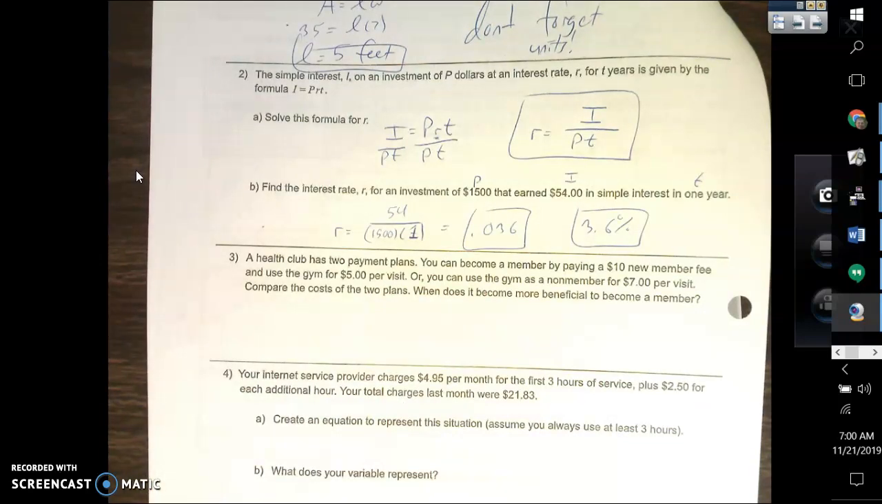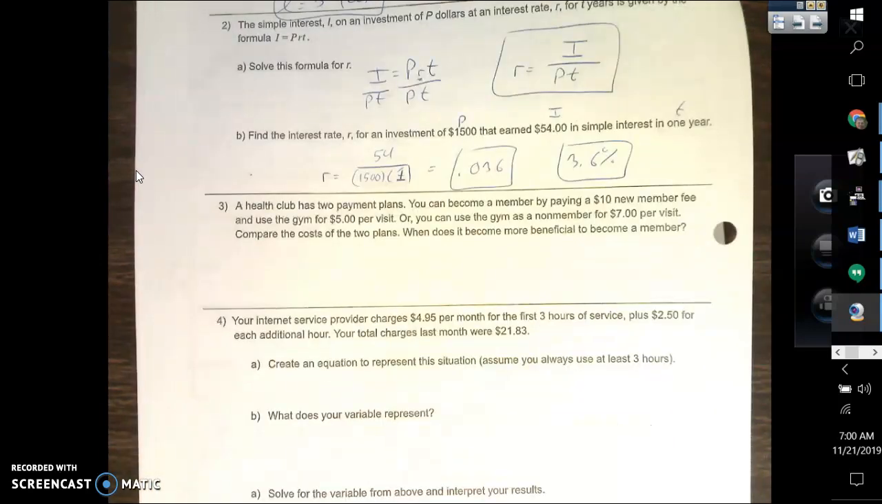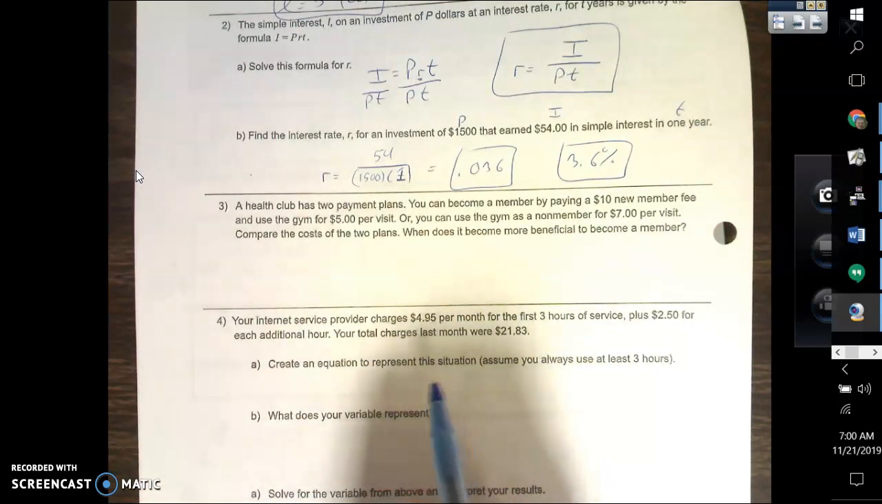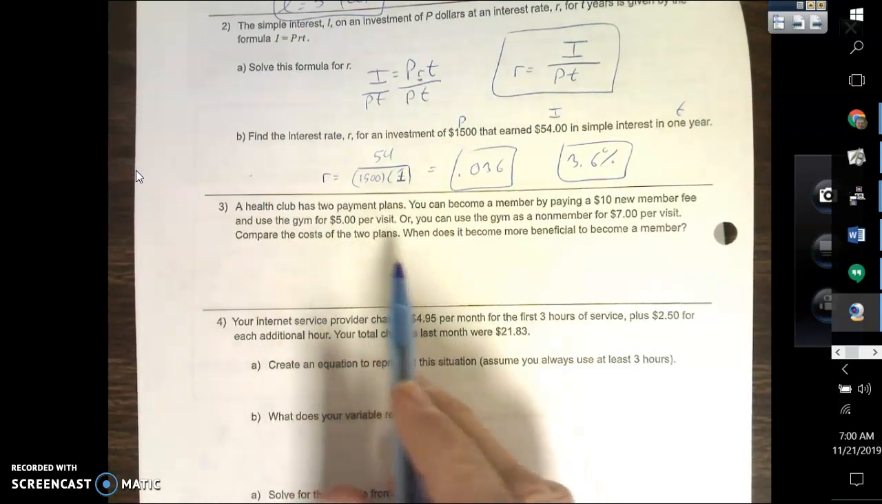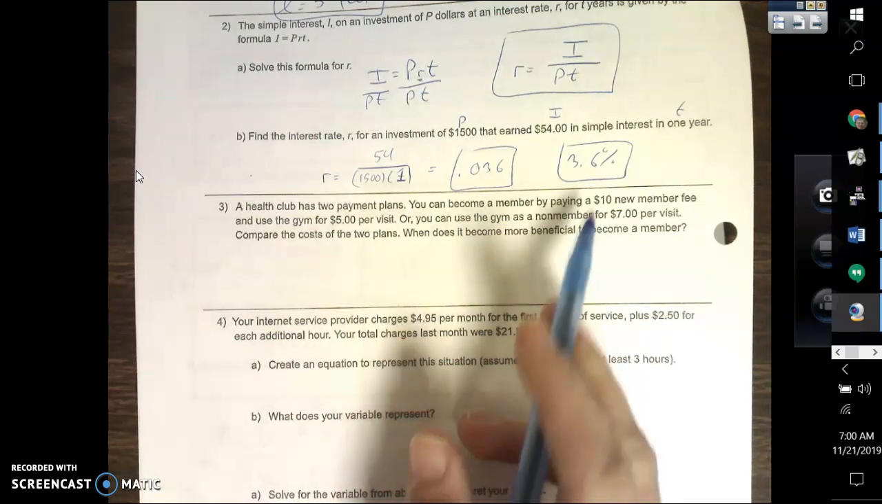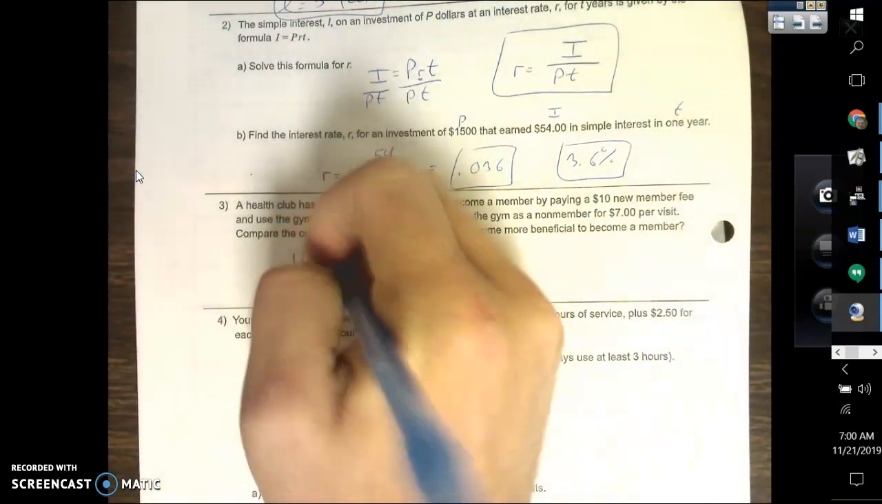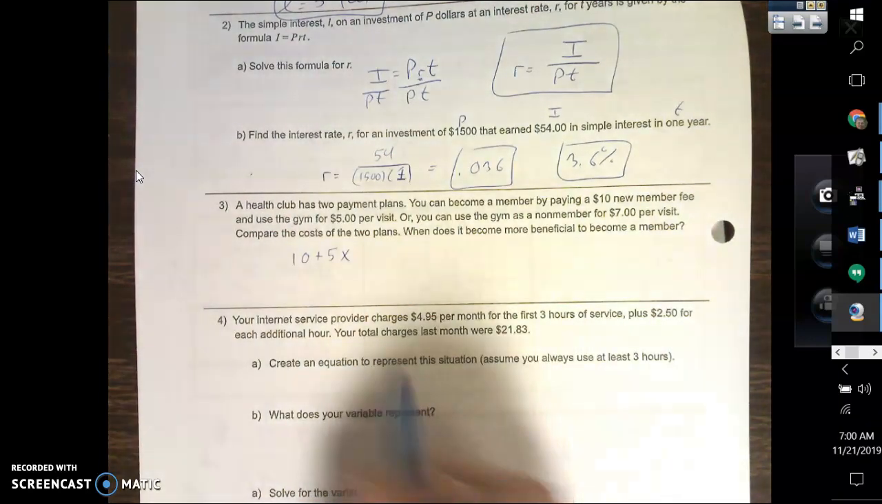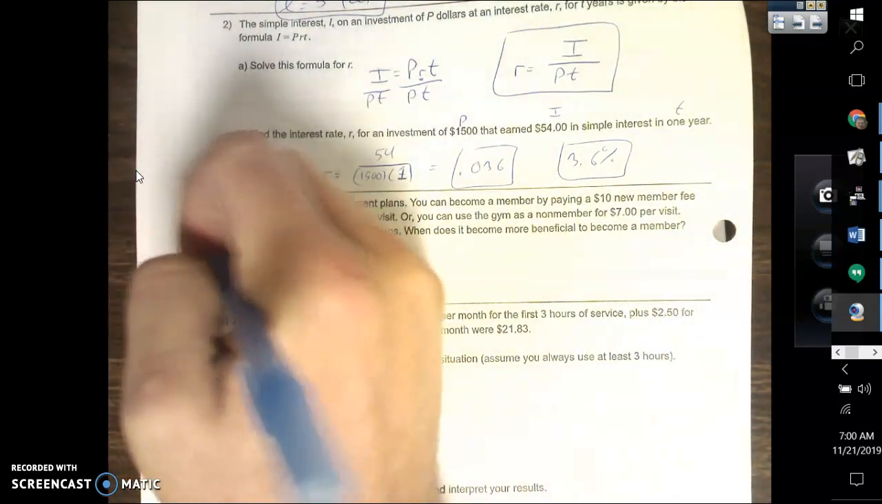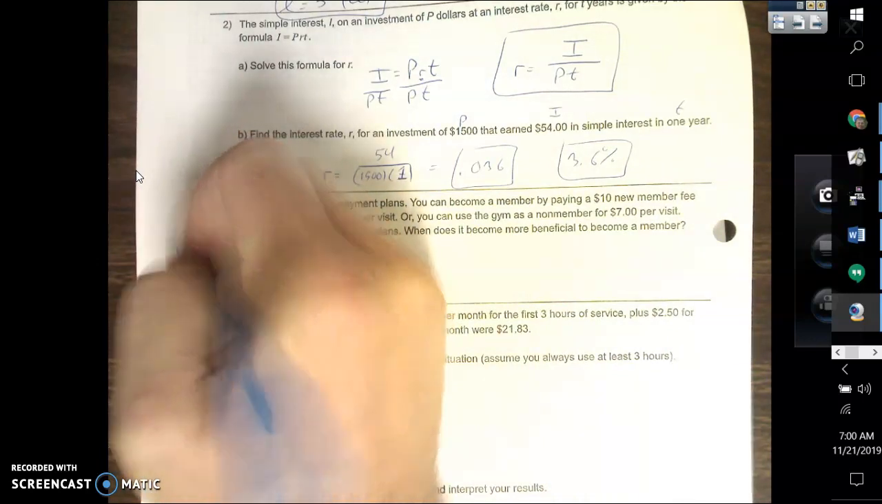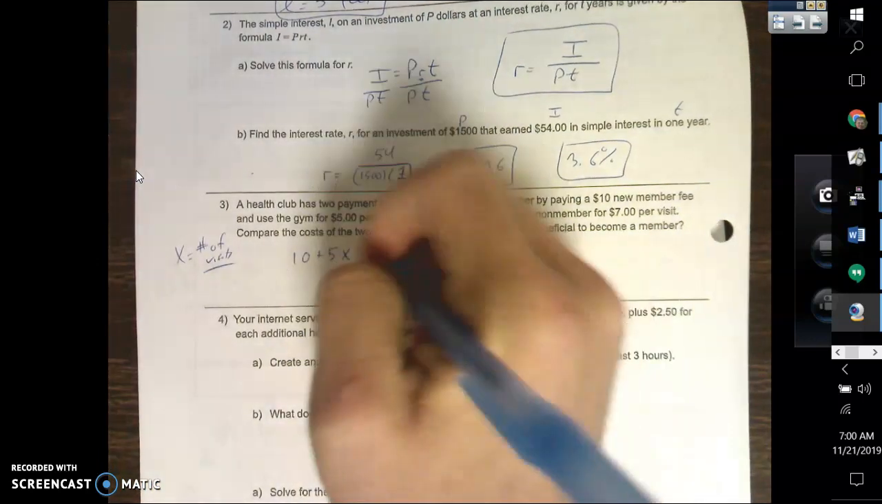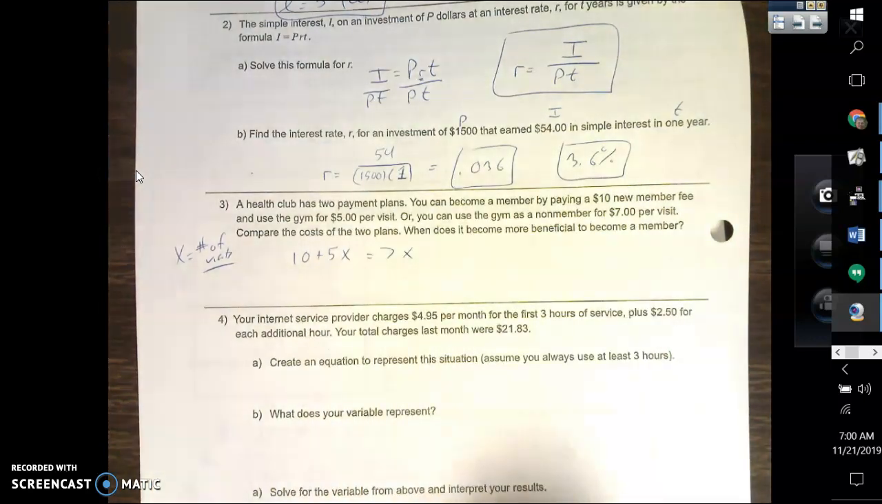All right, last two here. Health Club has 2 payment plans. You can become a member by paying $10 annual member fee and use the gym for $5 per visit. Or you can use the gym as a non-member for $7 per visit. Compare the cost of the 2 plans. When does it become more beneficial to become a member? So you can pay $10 fee, and every time you visit, it's $5 extra. I'm going to call x number of visits. Or you could just pay $7 a visit every time.